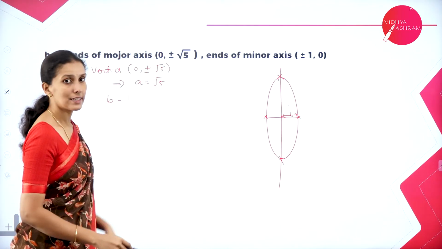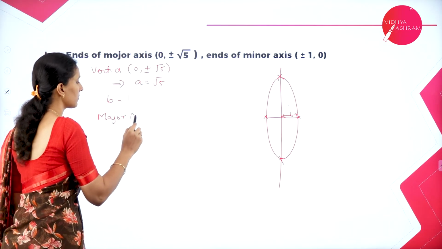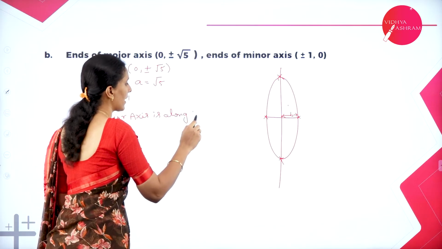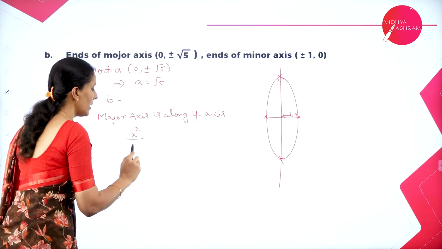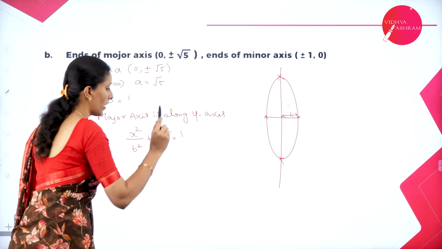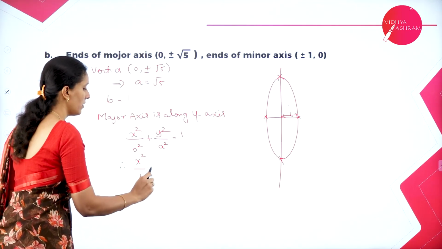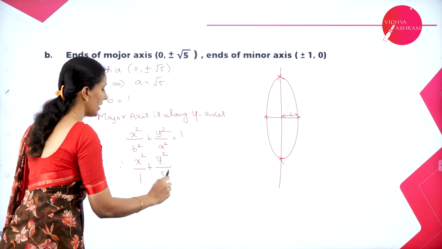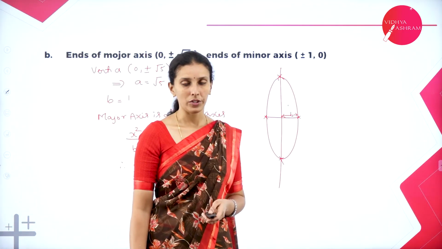Since the major axis is along the y-axis, the standard equation is x square by b square plus y square by a square is equal to 1. So therefore we have x square by b square is 1, y square by a square, where a is root 5, a square is 5, is equal to 1. So this is the standard form of the given equation.